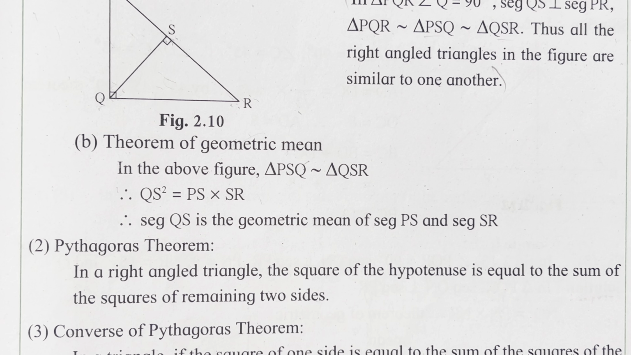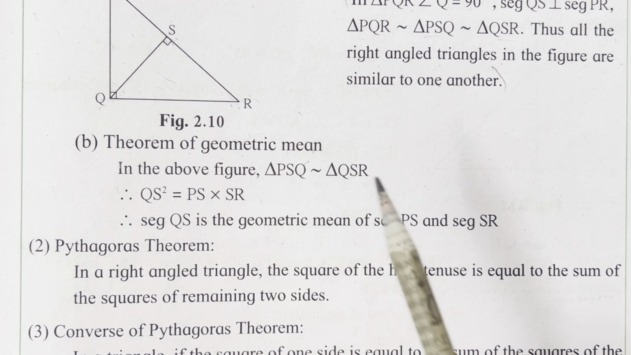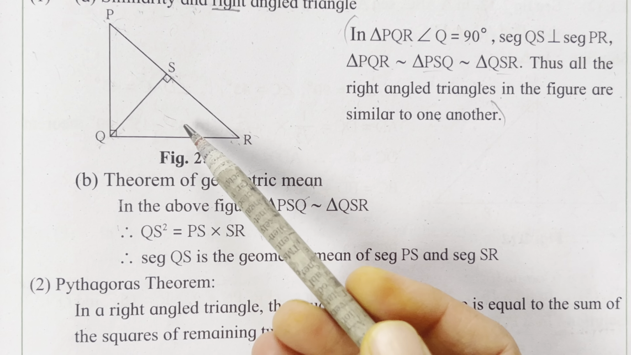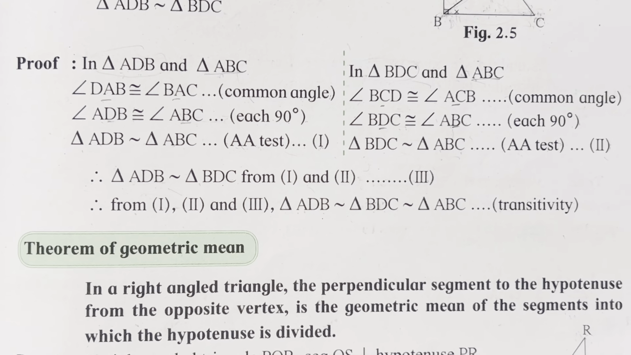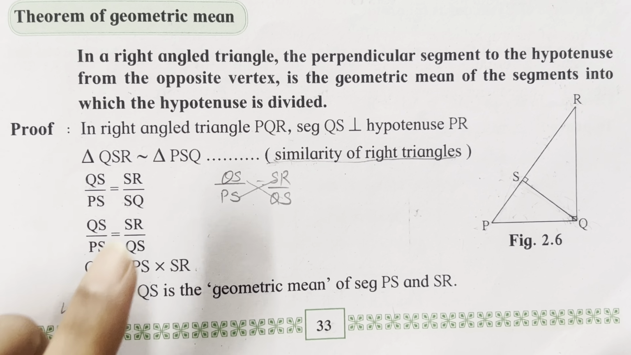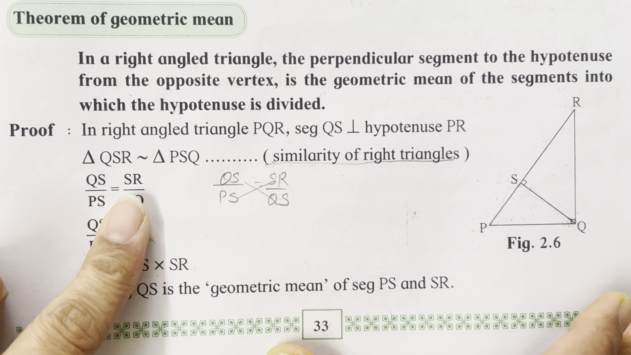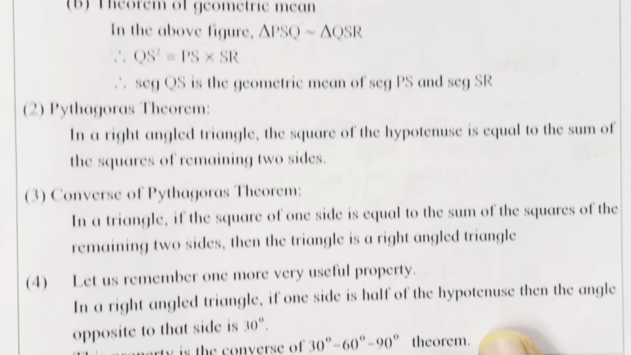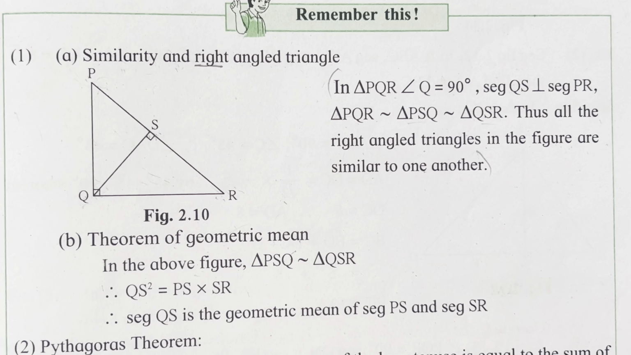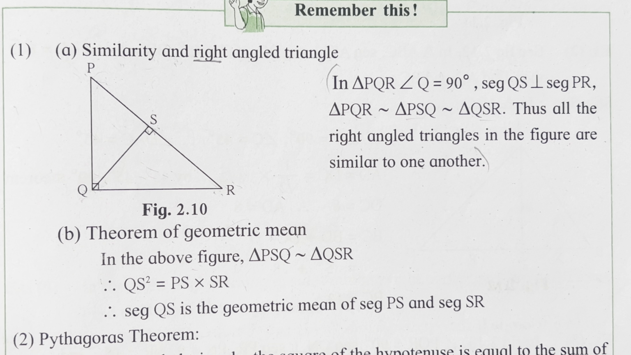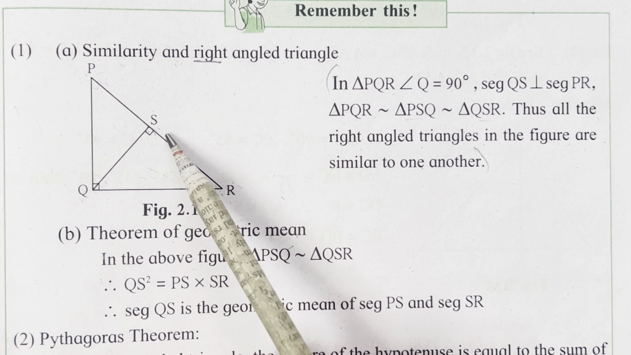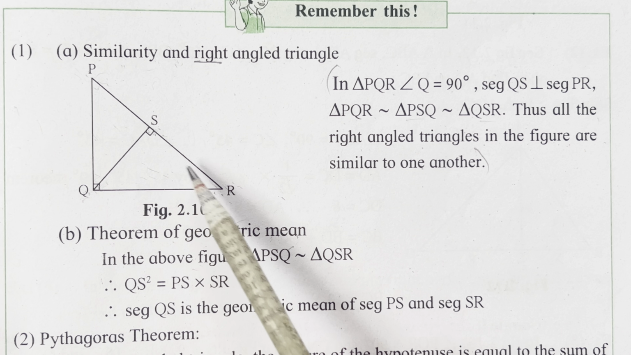Okay, let's move on to the next, that is the theorem of geometric mean. Now the theorem of geometric mean is explained from the above diagram only, and it is extremely easy. While solving the theorem also, you will see it is very easy. I have already explained this, which is equivalent to the similarity in right angle triangle theorem. Okay, so the geometric mean theorem and the right angle triangle theorem are almost the same, only the conclusion is going to be different. So, theorem of geometric mean: in the above figure, PSQ and QSR are similar.